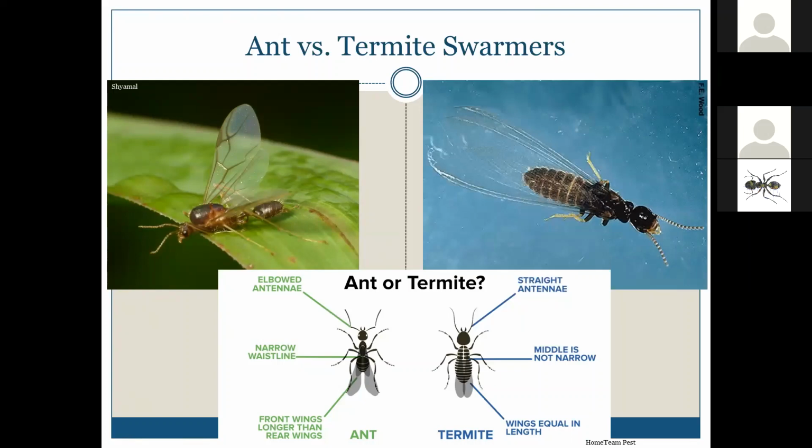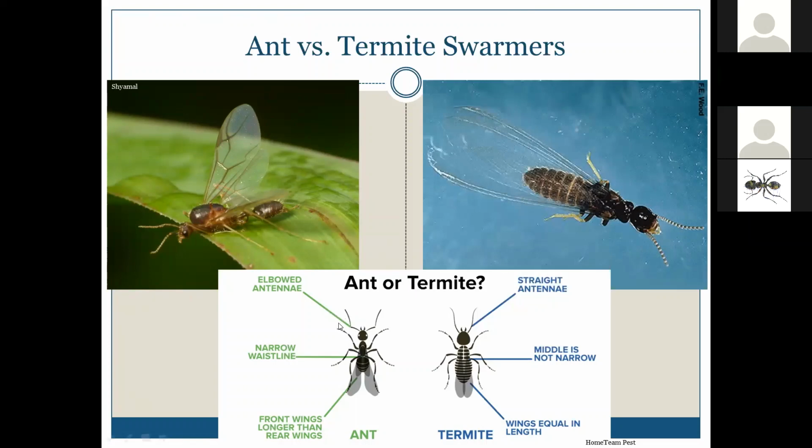When we look at this slide, our ants are going to be on the left side and our termites are going to be on the right. What we want to look at is the different characteristics. First, antennae. On the termite, the antennae are going to be straight. And the ant's antennae are going to be bent, or what we call elbowed. If you hold up your arm at a right angle, your elbow makes that right angle. That's why we call that elbowed antennae, and you can see that here on the drawing down at the bottom.